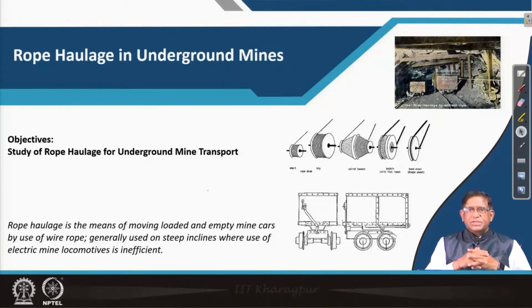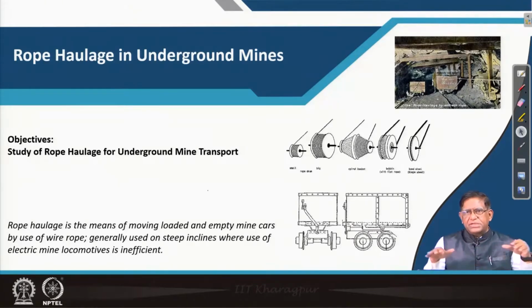So, we will be discussing today what rope haulage is. Rope haulage is a means of moving loaded and empty mine cars by use of wire rope. It is a very simple, primitive way you can say, but it was a very big engineering feat in those days, 100 years ago, that people started pulling mine cars by wire rope, and they could work on a very steep incline wherever they had to go down in the mines.